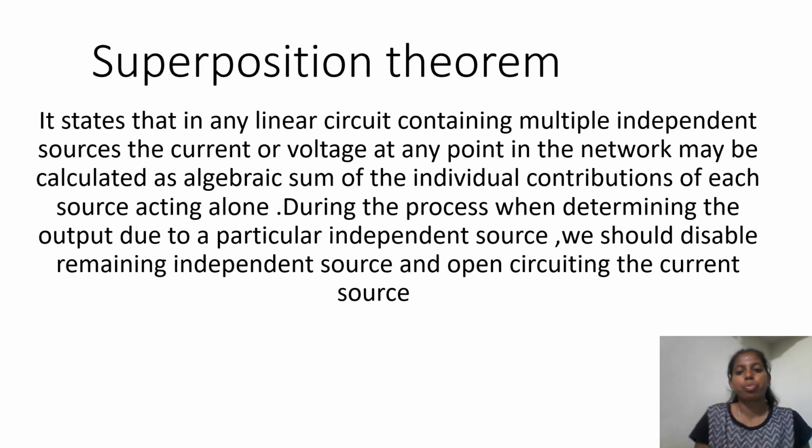After finding every individual independent source's contribution, we have to sum them, since the network response may be calculated as the algebraic sum of the individual contributions. We have to find the individual contributions to the network, and then take the algebraic sum. We have to add all the contributions which we have found individually. This is what the superposition theorem means. Now let's move on to problems on the superposition theorem.